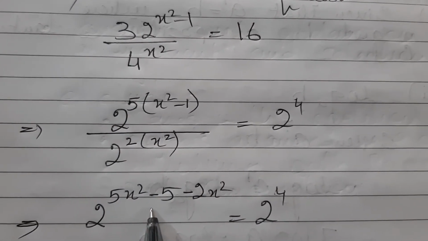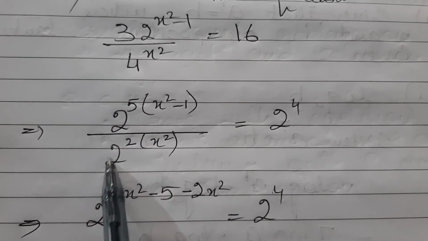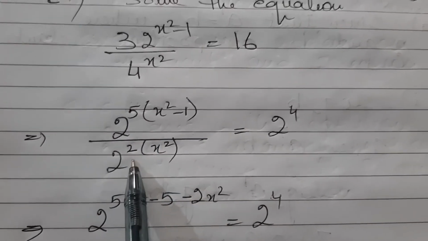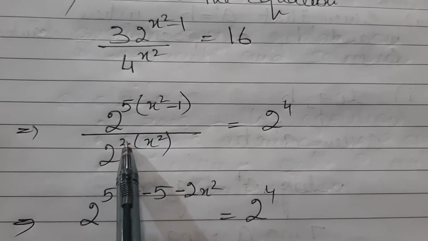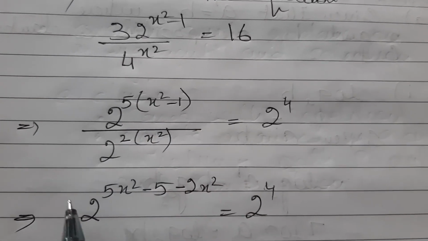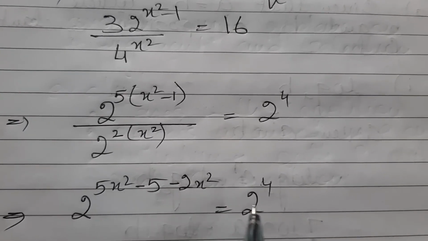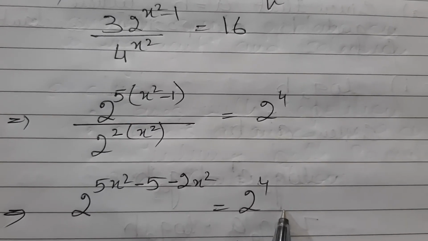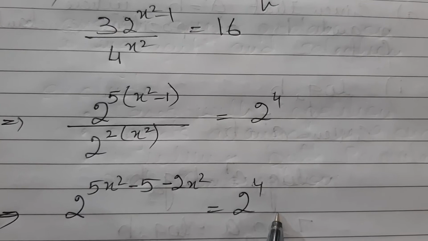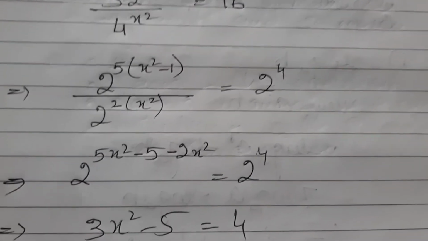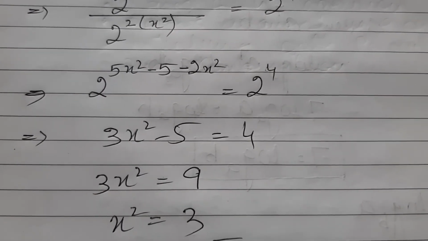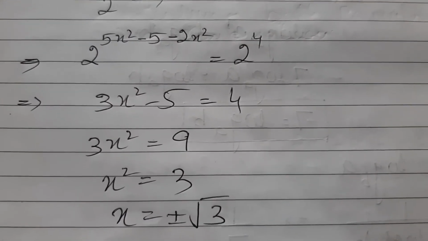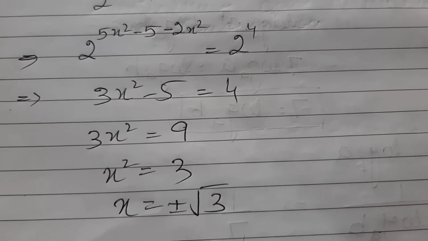And after that, I'm applying the law of indices. When bases are the same and there is division between the terms, we subtract the powers. You can notice I'm subtracting this whole thing minus this. Now, an exponential equation says if you have one term on each side of the equal sign and they have the same base, you can equate the powers. So I'm equating the powers and then solving it. I got x equals plus minus root 3.